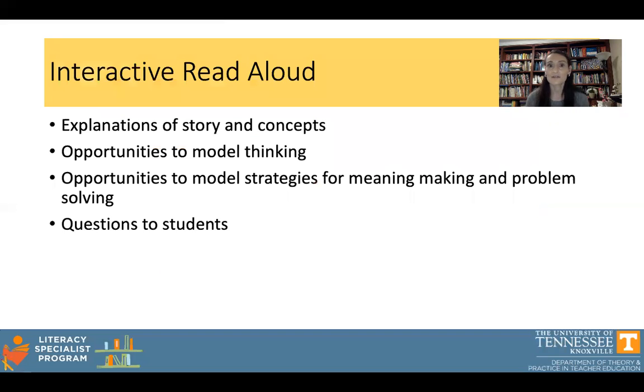In the case of an interactive read aloud, the teacher will explain the story and the concepts of that book, depending on what type of book is read. The teacher will have opportunities to think aloud, explain strategies, problem solve for meaning making, and ask questions to students. For example, if I was to read this book, Giggle, Giggle, Quack, I will say that I will be reading this book today. The book is called Giggle, Giggle, Quack. That's the title, and it's written by Doreen Cronin.